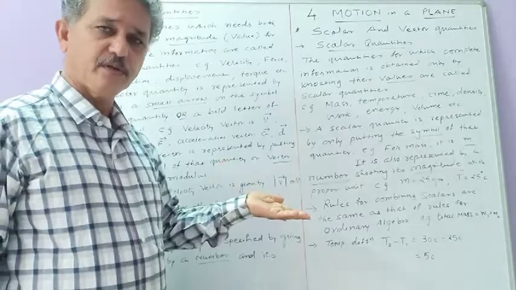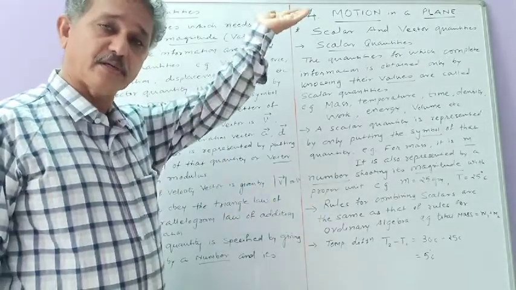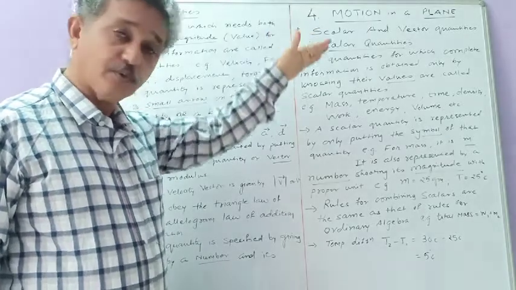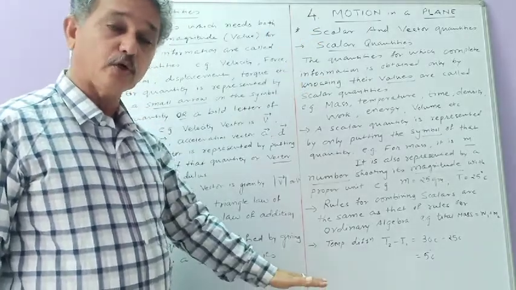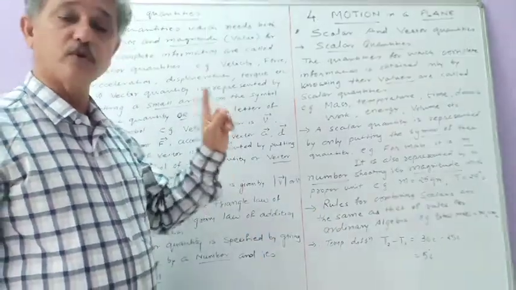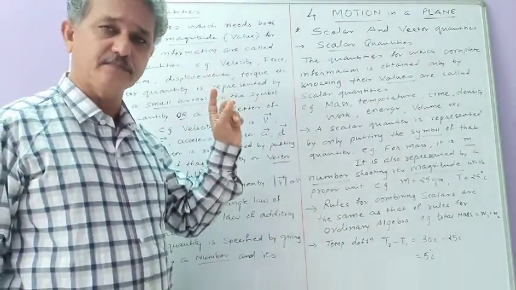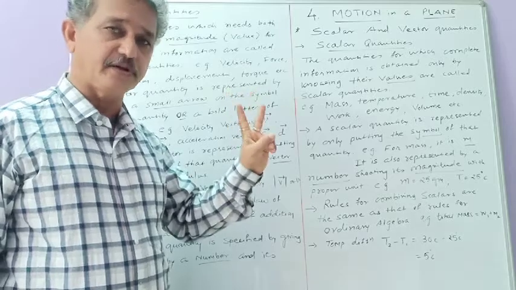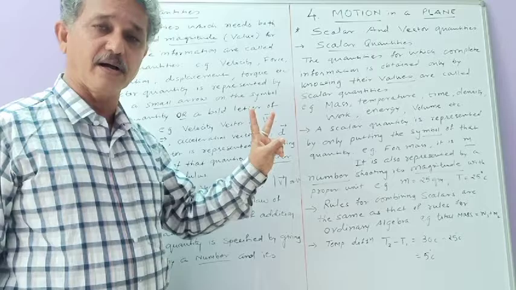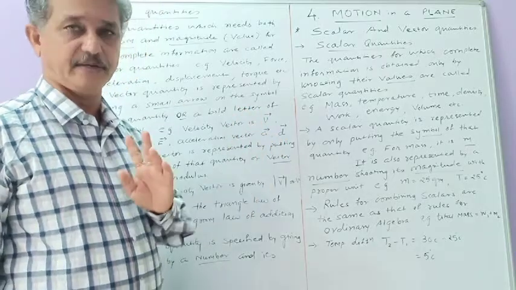Same way, if it is moving in upward direction, you denote it by positive sign. If it is moving in downward direction, you denote it by putting negative sign. That means for motion of a particle along a straight line direction, there are only two possible directions. These two possible directions are indicated by positive or negative sign.